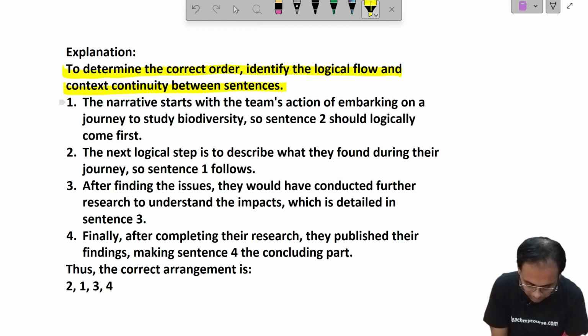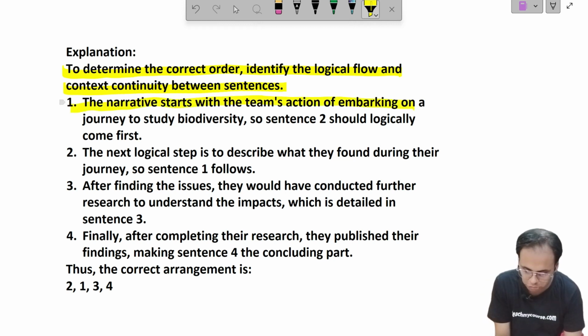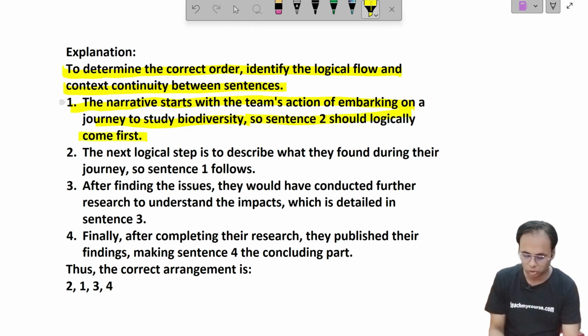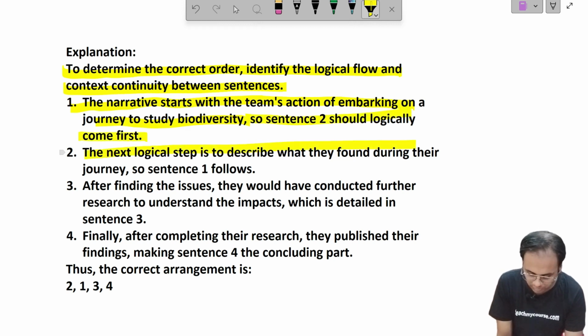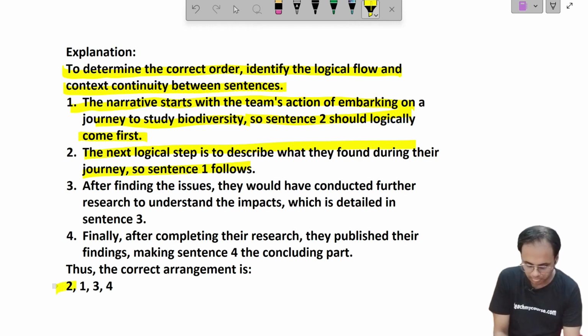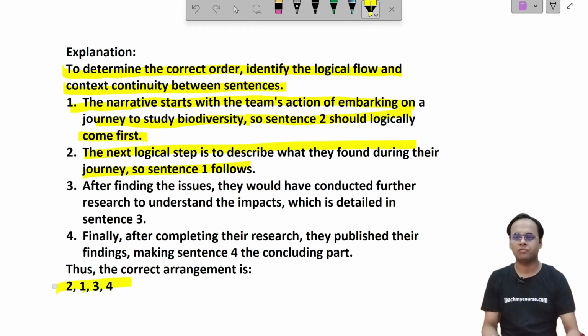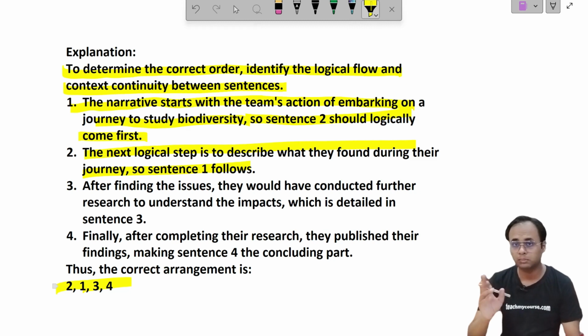Then comes the first one. The narrative starts with the team's action of embarking on a journey to study biodiversity. The sentence should come logically first. So this is what we have done actually. That's it. This is the logic we have followed in order to solve this question.